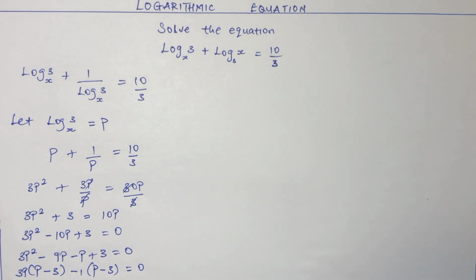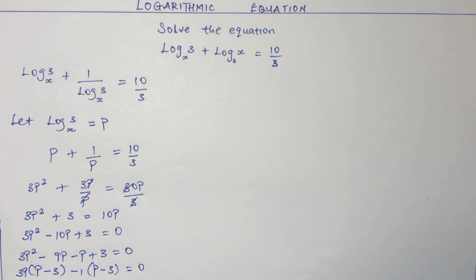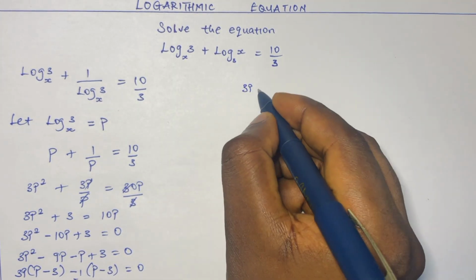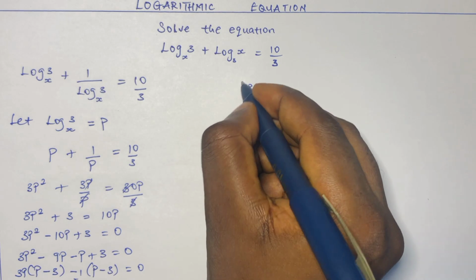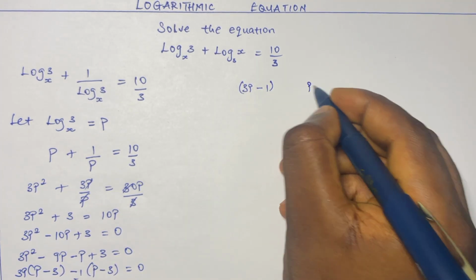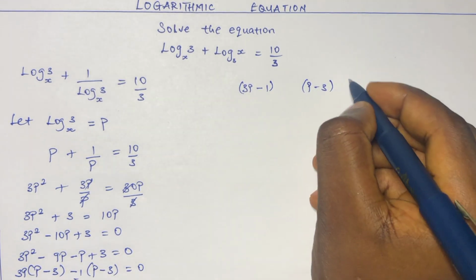So we're going to take out the factors from this. Now remember that what we are using here is the factorization method. So we're going to take out the factors. So we have 3p - 1, and then we also have p - 3 as the two factors.